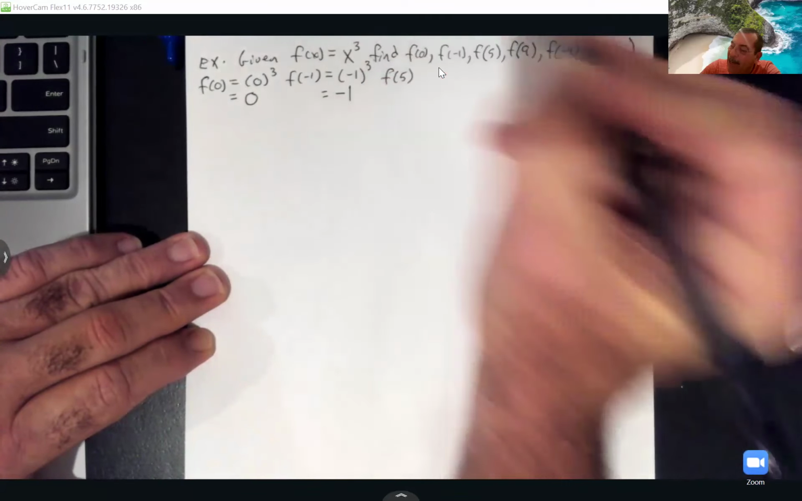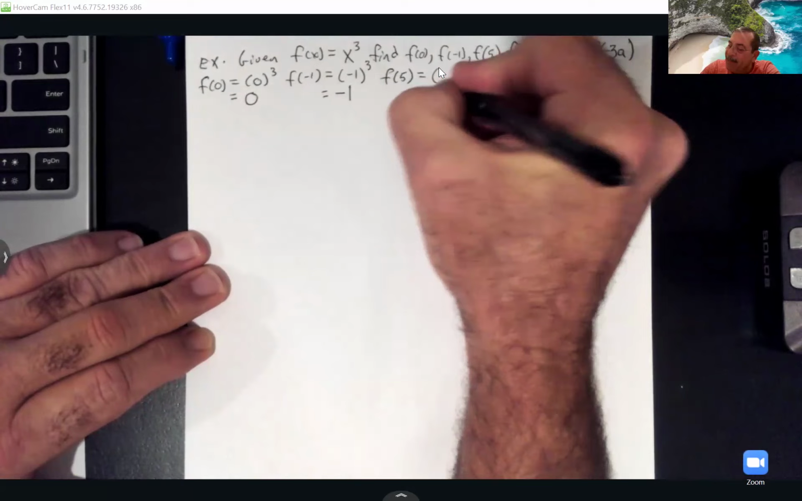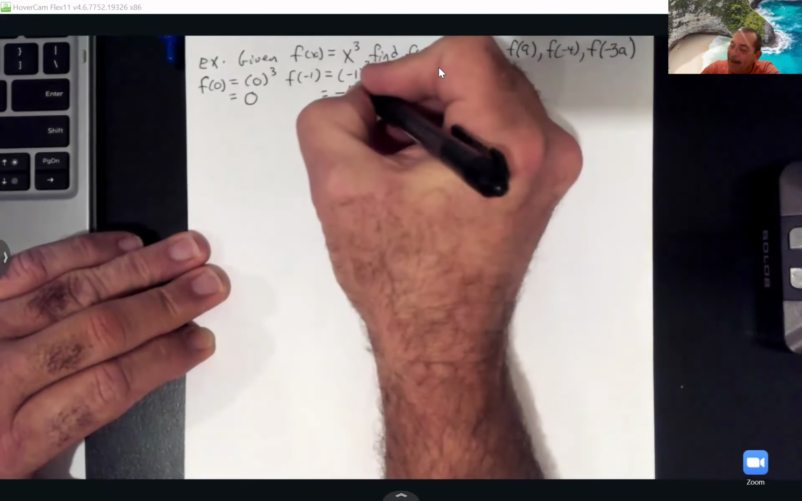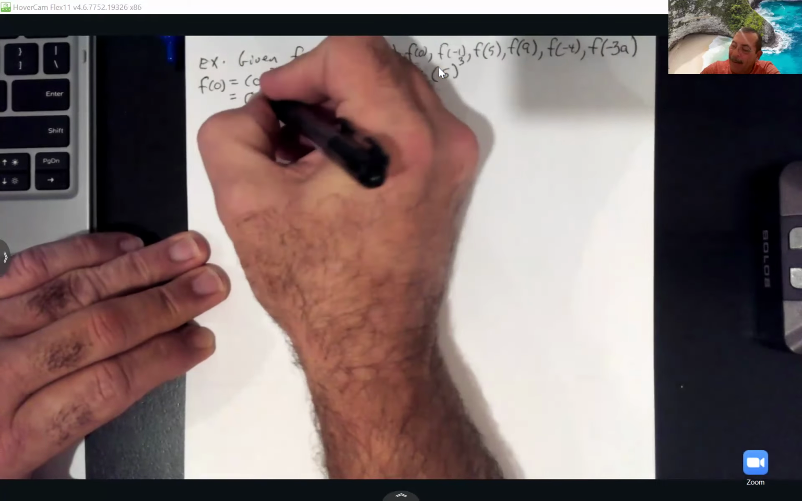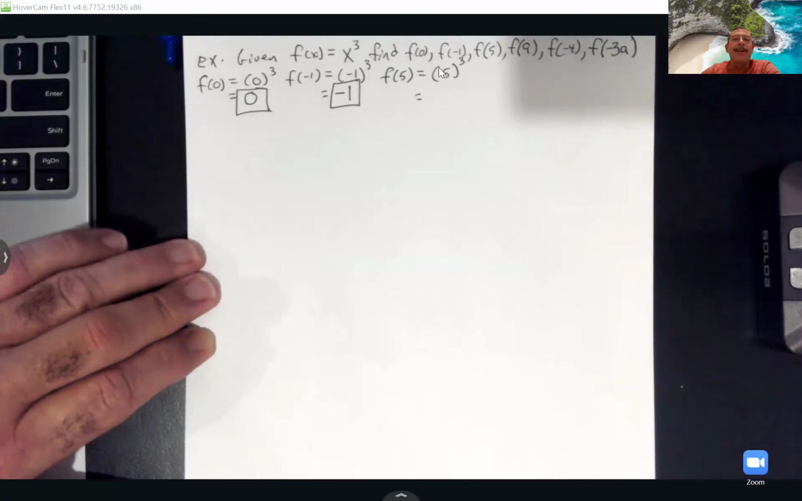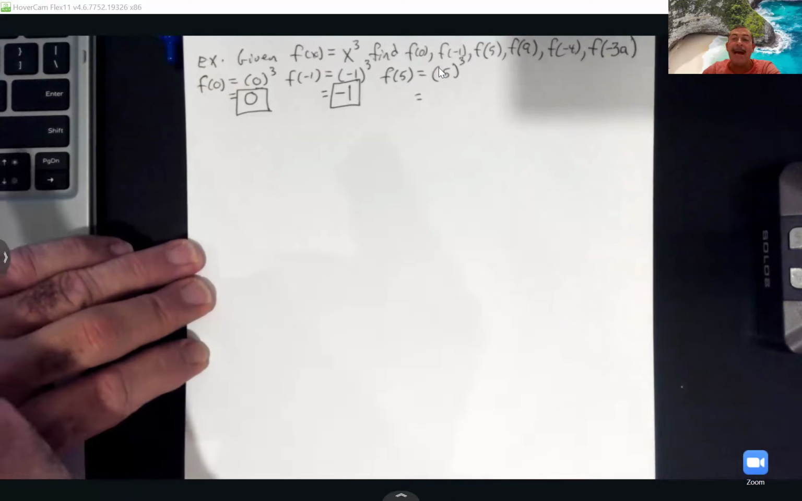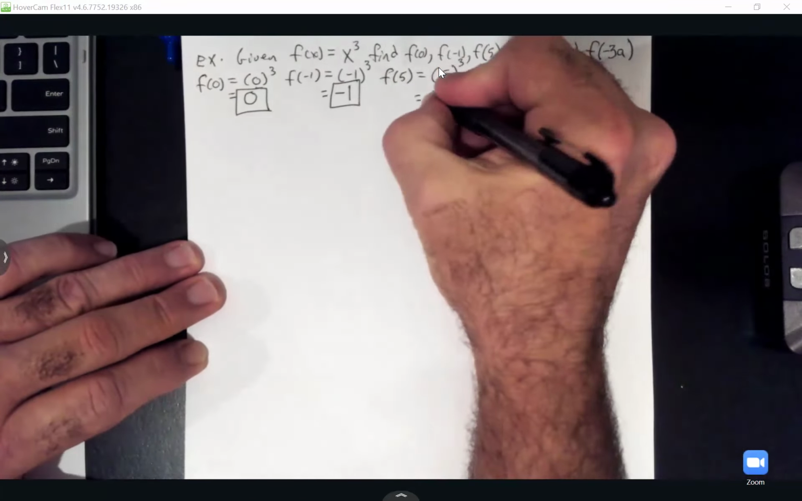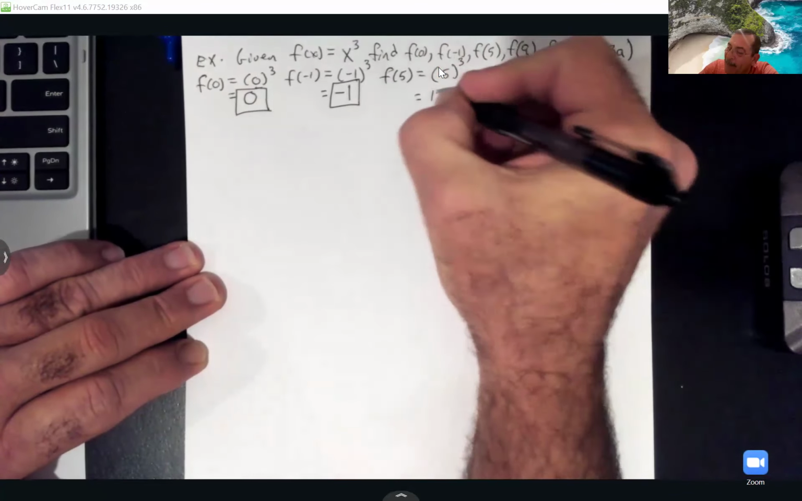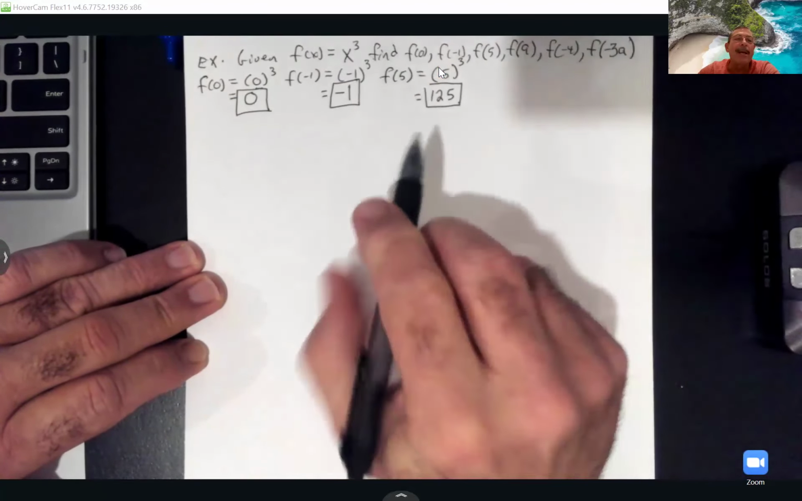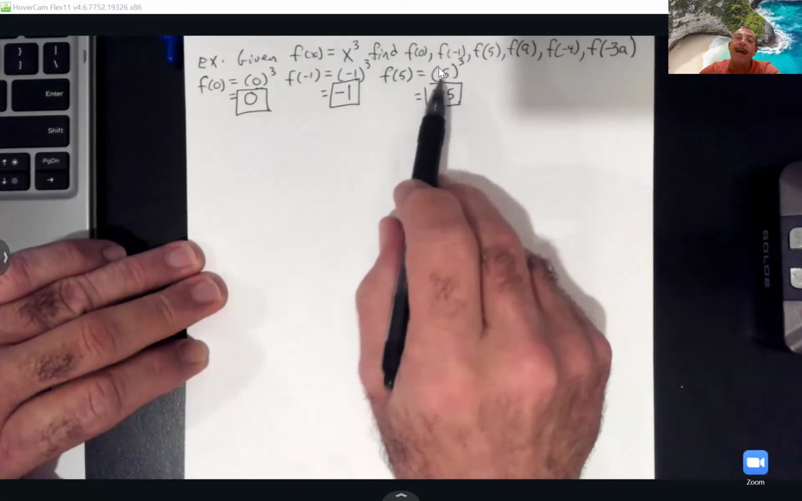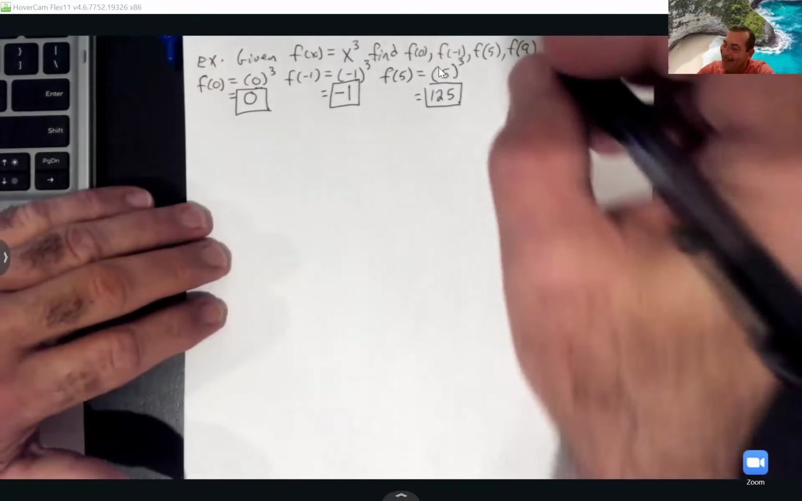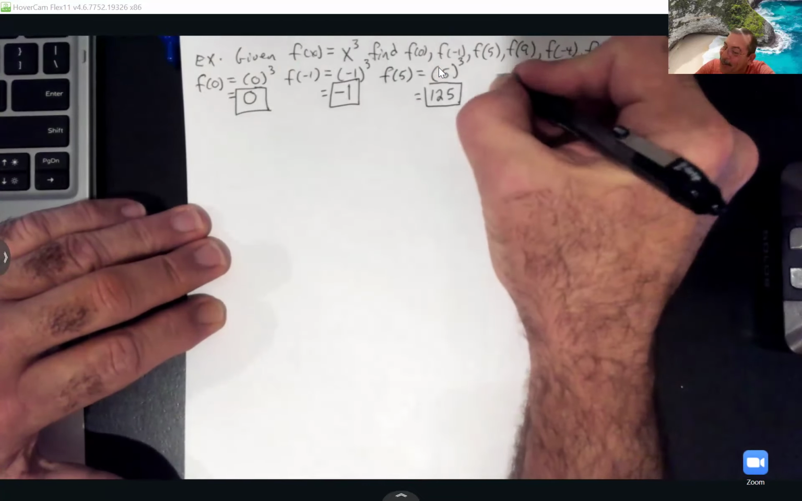All right, y'all. F of 5 will be 5 to the third power. So what y'all getting on that? 5 times 5 times 5, 125. That's why when I did them cube graphs, I wasn't picking 5s, because I'm not drawing no graph out to 125, okay?